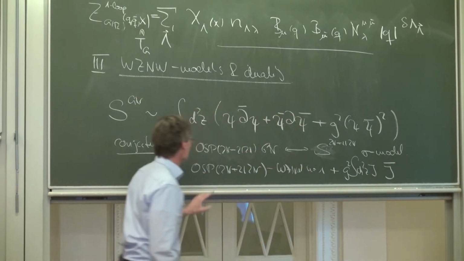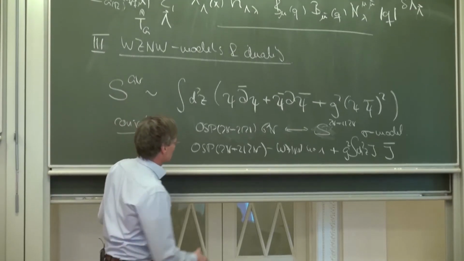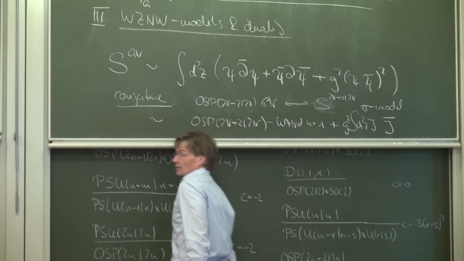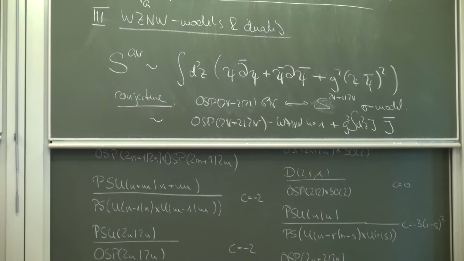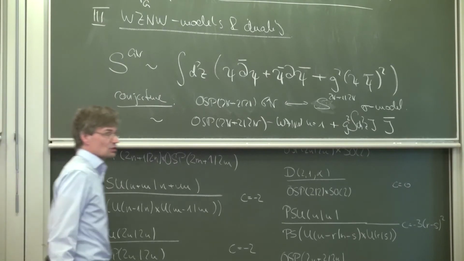Okay, so this model here, of course, has a G left and G right symmetry at G equals 0, the Wess-Zumino model.